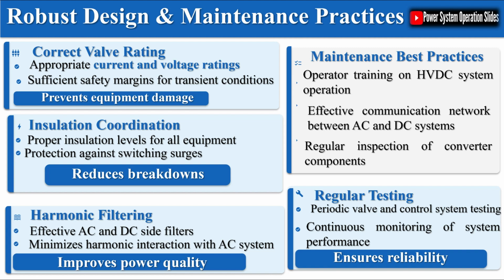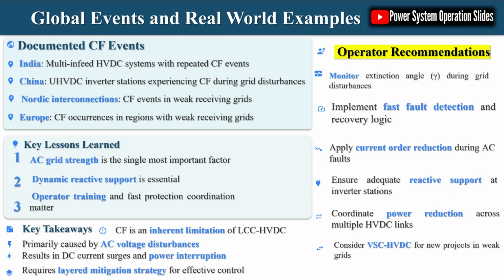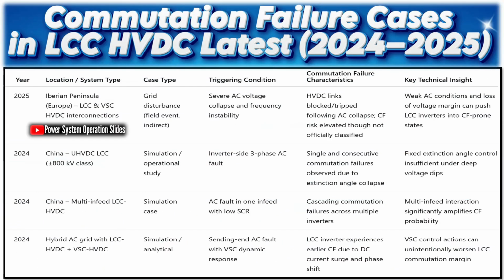Advanced approaches such as adaptive control based on AC voltage phase, model predictive control, MPC, and AI-based CF prediction are emerging research areas. Auxiliary equipment such as static VAR compensators, SVCs, StatComs, synchronous condensers, and dynamic braking resistors can support AC voltage, improve SCR, and increase commutation margin.